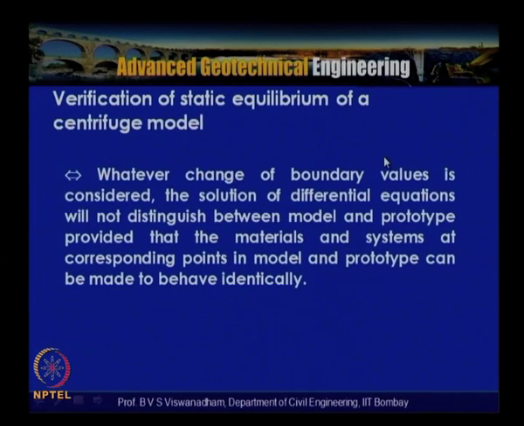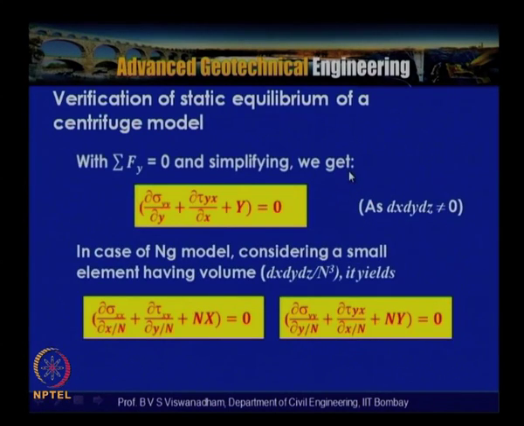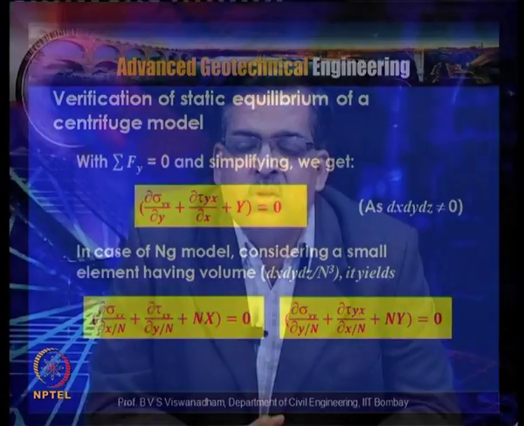Now, if you look into this previous expression and simplify it, the n will get cancelled, as n cannot be equal to 0. So dou sigma x by dou x plus dou tau xy by dou y plus x is equal to 0, and dou sigma y by dou y plus dou tau yx by dou x plus y is equal to 0. These equations that we have got for the prototype are analogous to the ones we have got in the centrifuge model. So this indicates that the centrifuge based physical model satisfies the static equilibrium conditions that exist in the equivalent prototype.